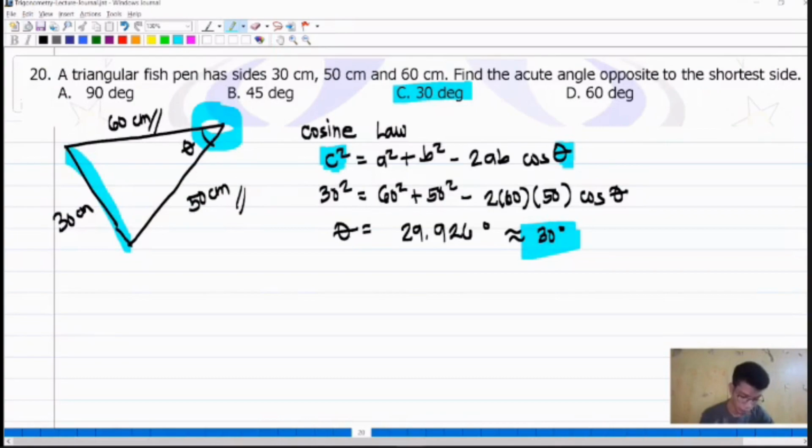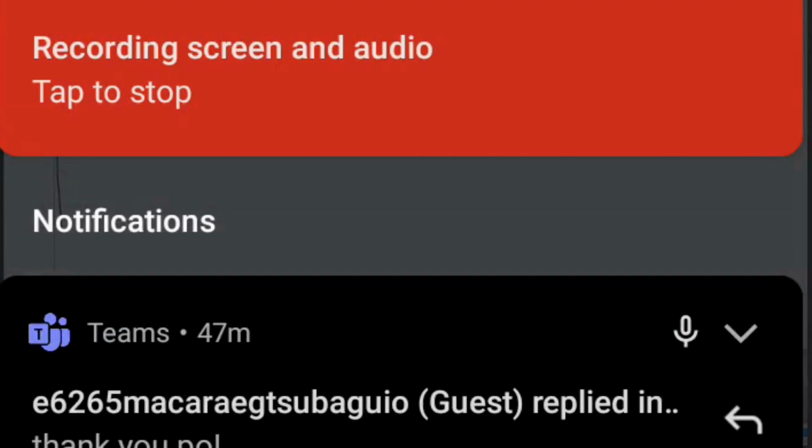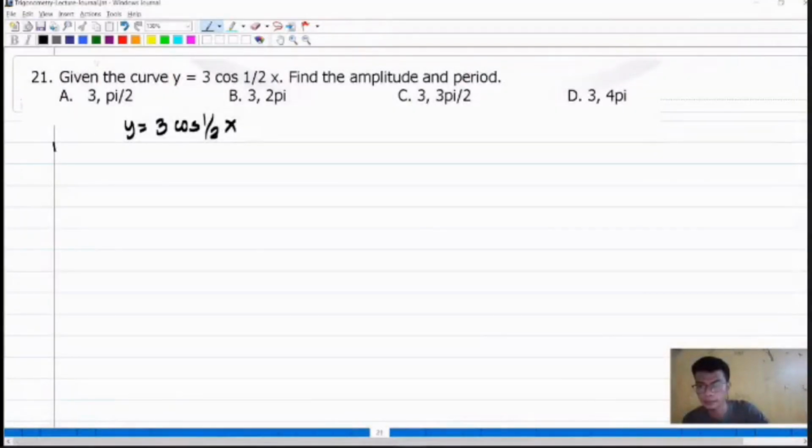Sige, hanggang 22 muna tayo and then break time at 15 minutes. Number 21. Given the curve y is equal to 3 cosine 1 half x. Kapag binarap natin yung y is equal to 3 cosine 1 half x, ganito ang magiging itsura. This is the y-axis and this is the x-axis. Meron tayong amplitude na 3. Kapag cosine kasi mag-uumpisa siya sa amplitude na 3.